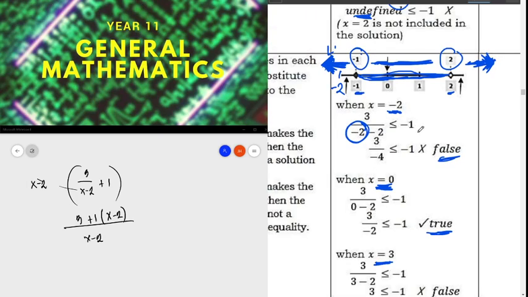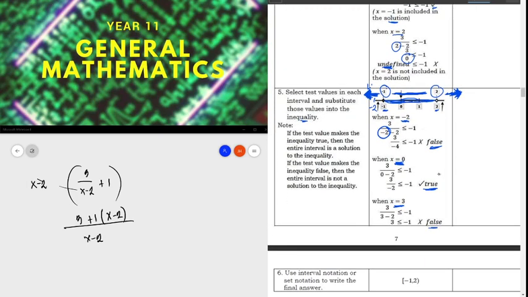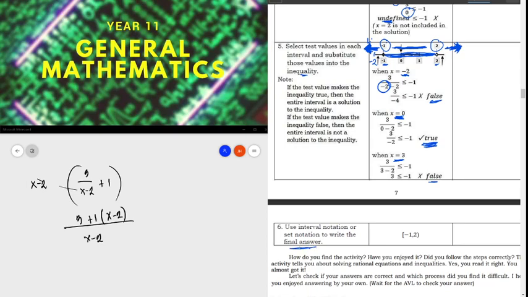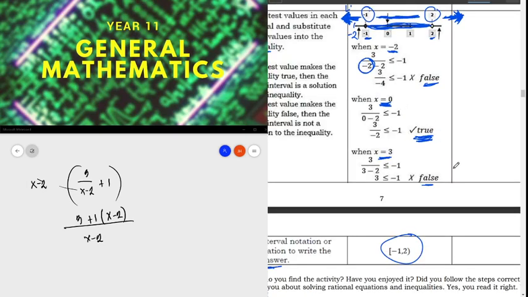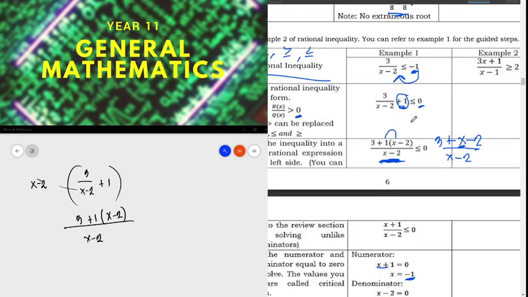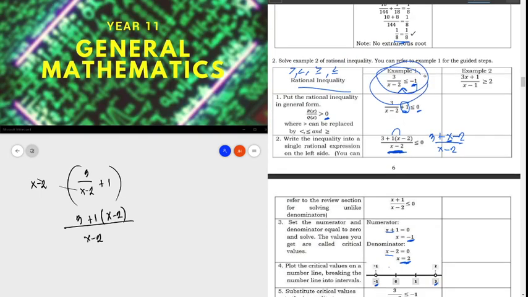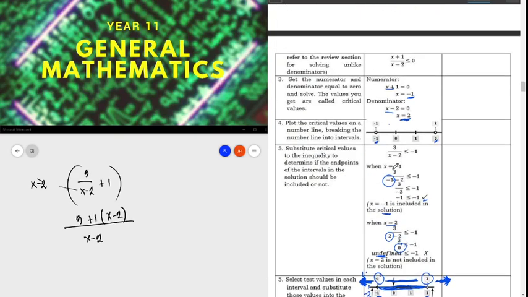Okay? Based on our fifth step, only this one holds true. It is the numbers between negative 1 and 2. So that is our final answer. As you can see here, we are using a bracket. A bracket means included, and this parenthesis here means not included. It means that it starts with the solution for this equation here that holds true.